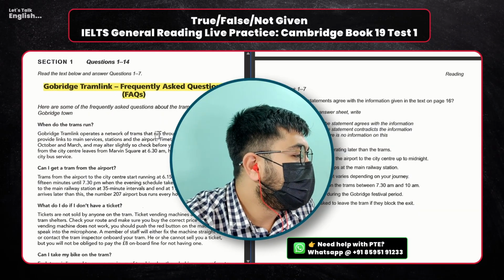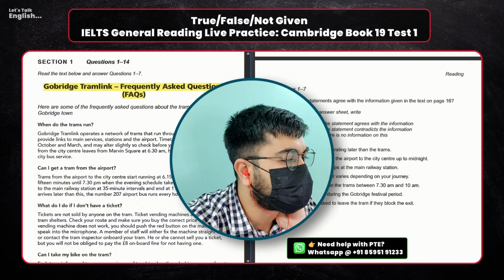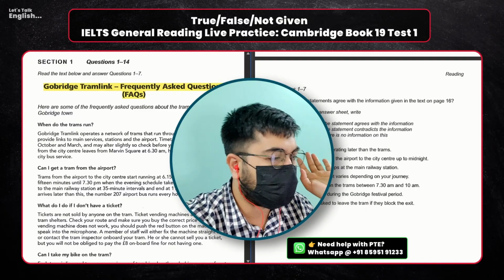I think I don't need to tell it, but still, if someone is new, true false not given and yes no not given type question types are always in a sequence.